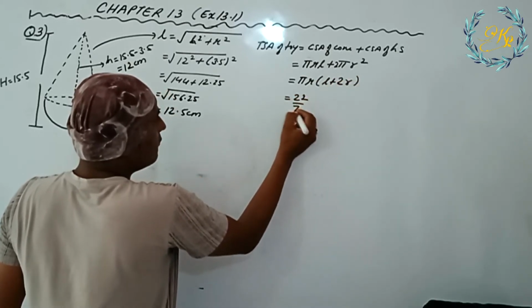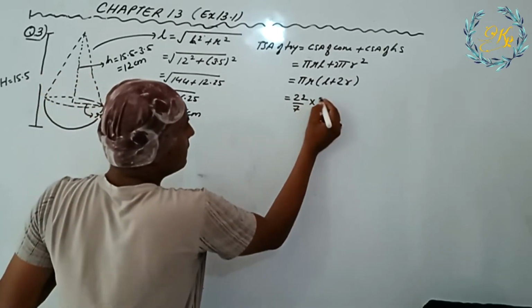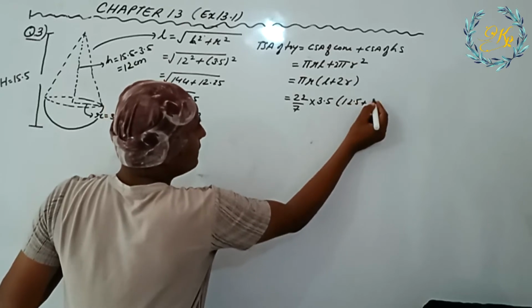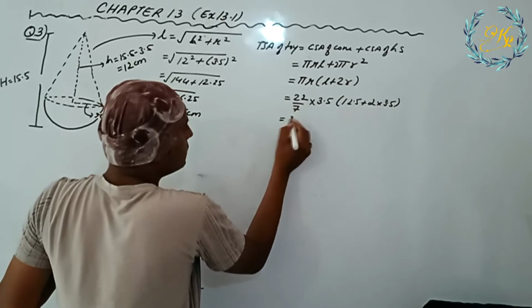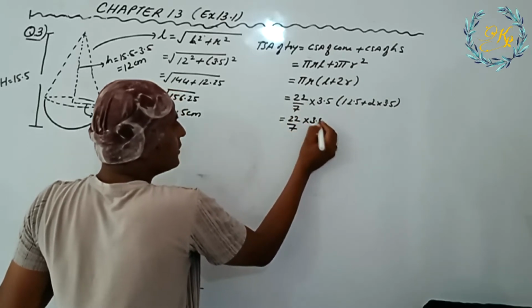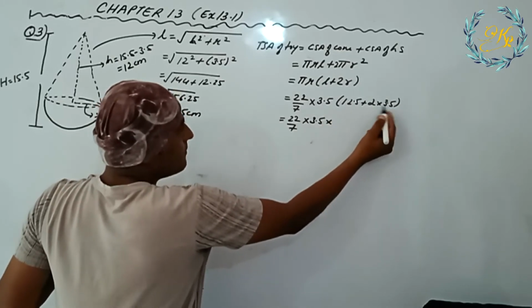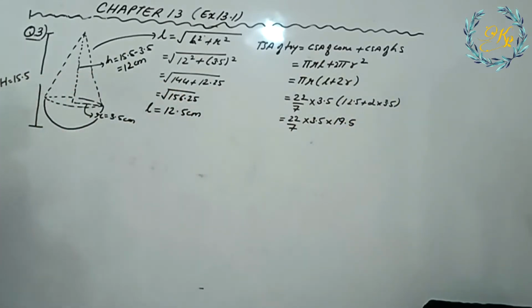As we don't have the value of pi given in the question as 3.14, we will take 22 by 7. The value of radius is 3.5. Slant height is 12.5 plus 2 into 3.5. So we are left with 22 by 7 into 3.5, and lastly add these, multiply these two, you get 7 plus 12.5, you get the value as 19.5.